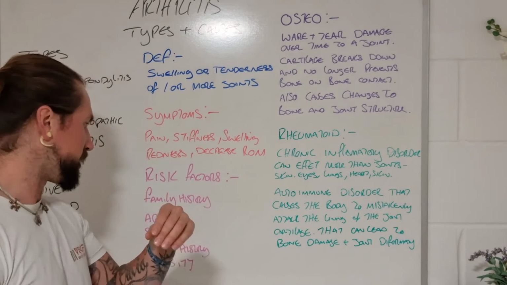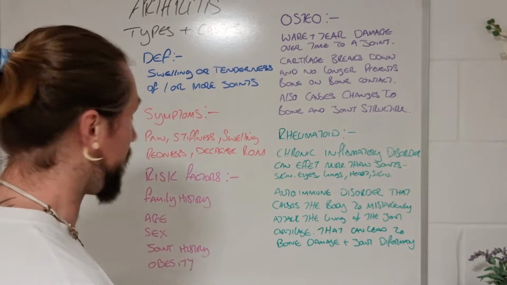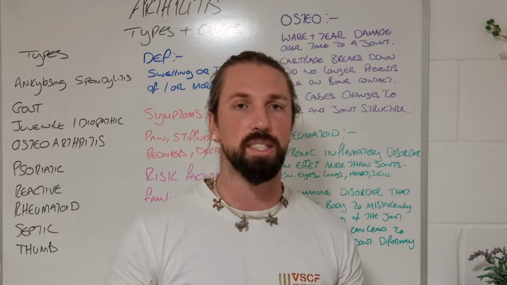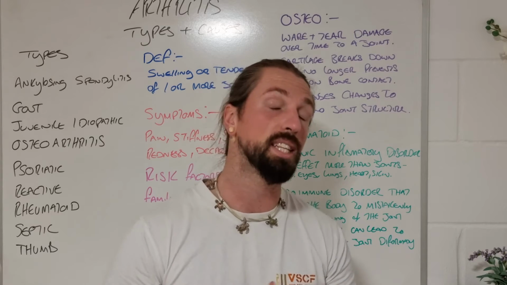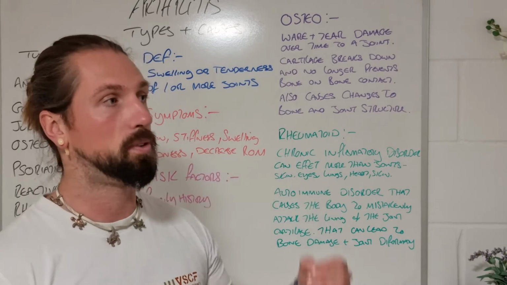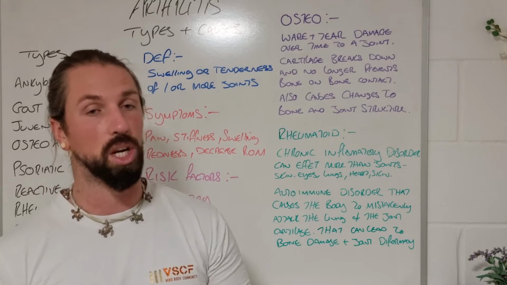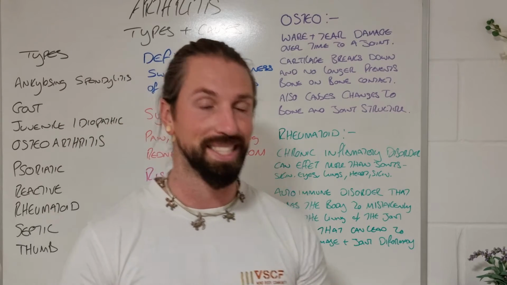Risk factors. Okay, so family history. If you have a family history of arthritis, like most things, it's something to be aware of. There's no guarantee that it will get passed on, but if grandparents and parents and relatives have had it, there is a chance that you are more likely to get it yourself.